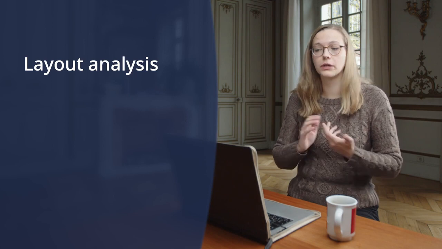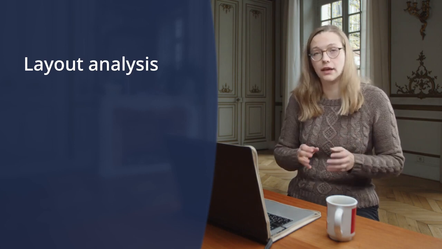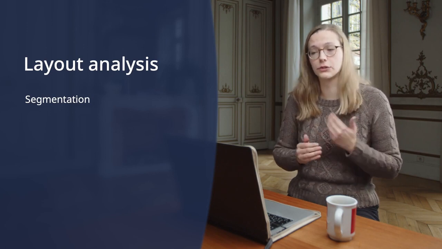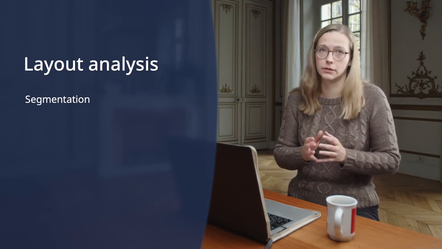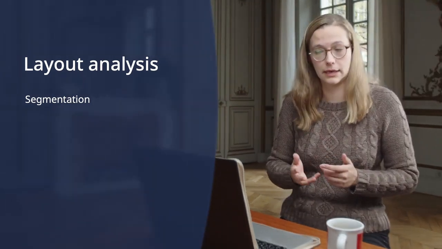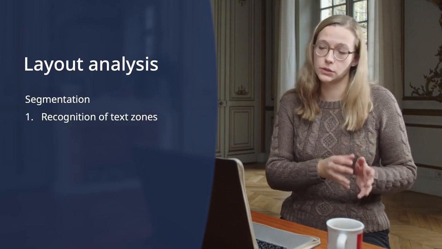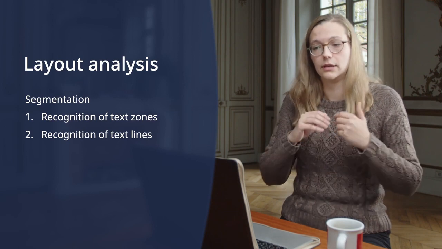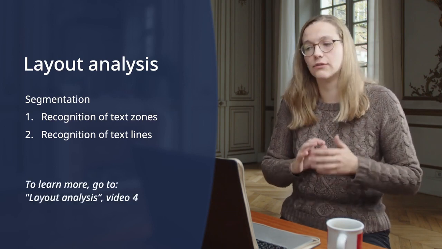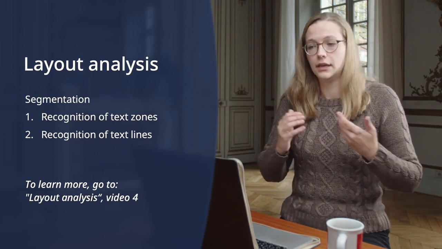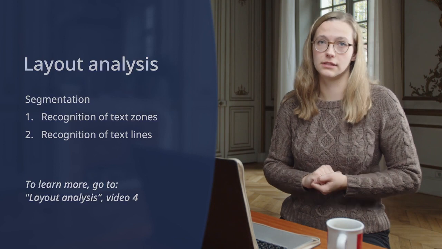The third step is the layout analysis. The software recognizes text zones on a page. This step is called segmentation. The image is divided into several zones corresponding to the layout of the document. Segmentation itself can be divided into 2 different steps: recognition of text zones and recognition of the lines of text within the zones. The layout analysis step is essential for locating the titles, subtitles, margins, or annotations. A special video is dedicated to this task.